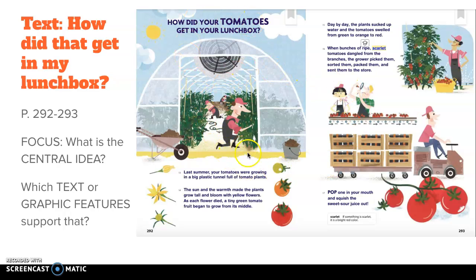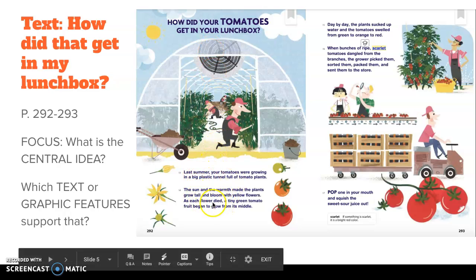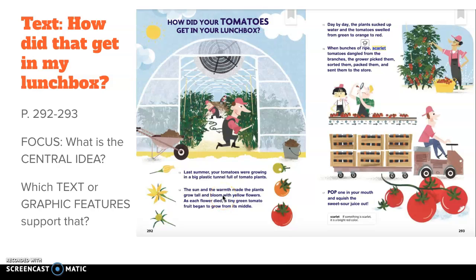So the central idea of this page has to do with tomatoes and how tomatoes get in our lunchbox, which is the main idea of the book. How different foods get in our lunchbox. These two pages describe which food? Tomatoes. We also see this color text, kind of a dark blue or purple, used for the description, except when there's a link, such as here.